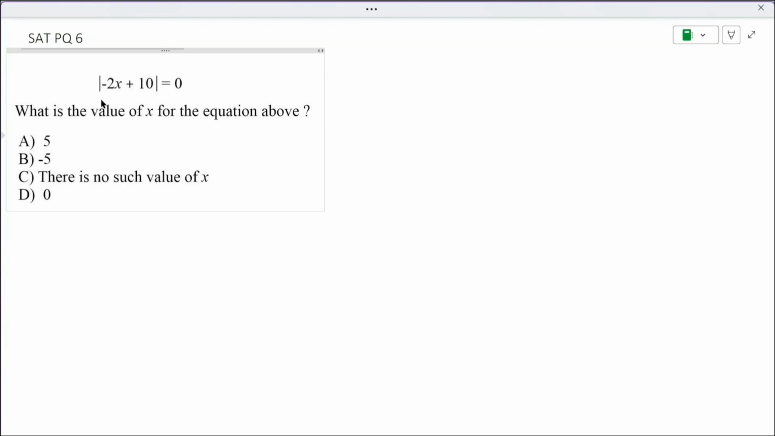Question 6. We have the absolute value of negative 2x plus 10 equals 0. What is the value of x for the equation above? We have the absolute value of negative 2x plus 10 equals 0. The first step in solving this question is to remove this absolute value.